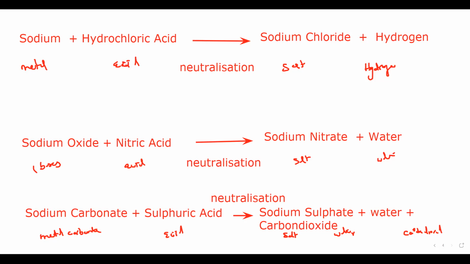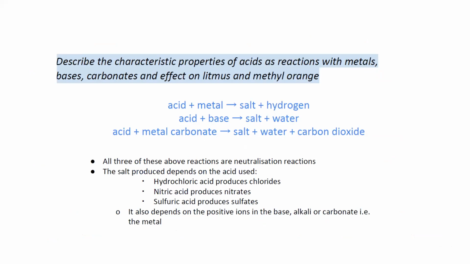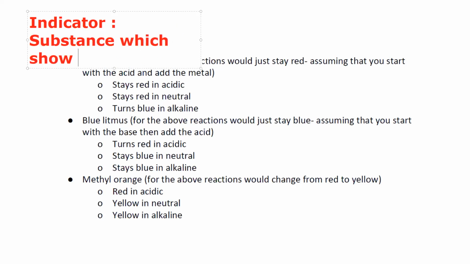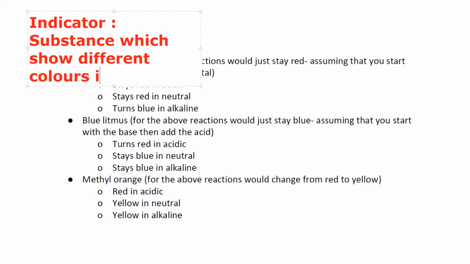Then there are certain chemicals which show a color in different mediums, which are known as indicators. What is the effect of the indicator? You have to learn the names of 3 basic indicators. There are more, but 3 basic ones are there. So basically, what are indicators? Indicators are substances which show different colors in different mediums.